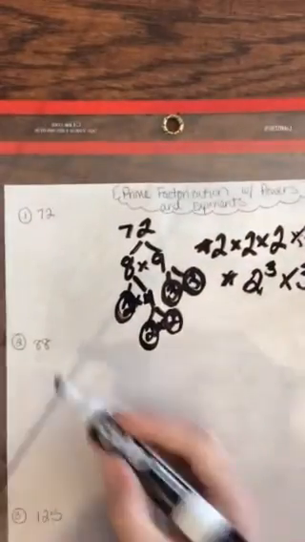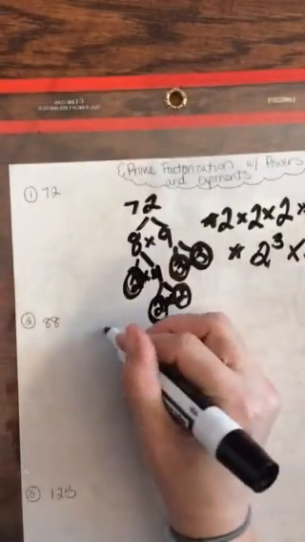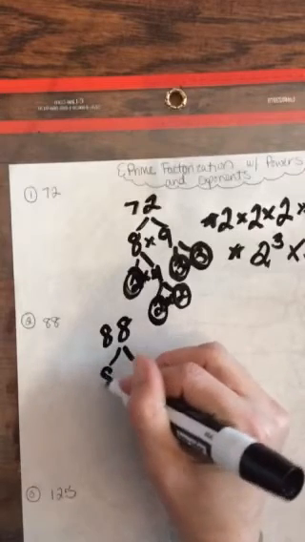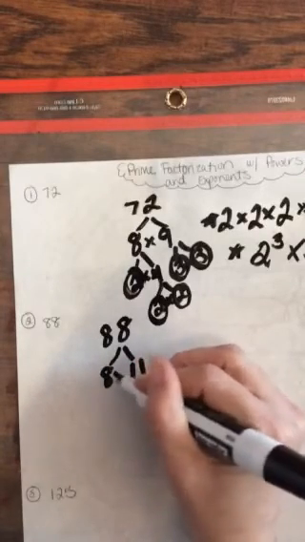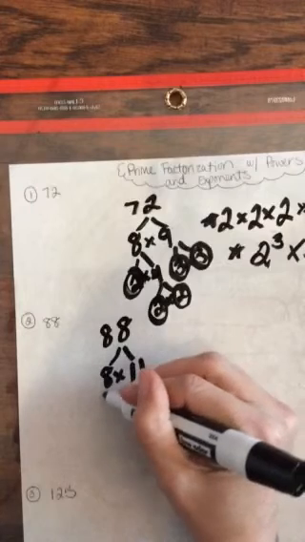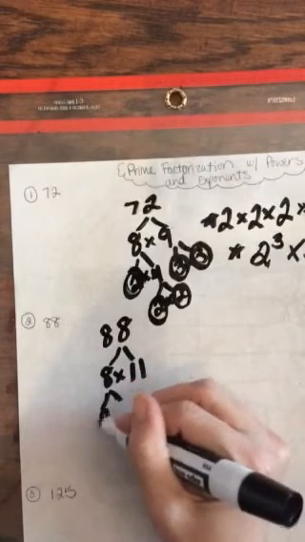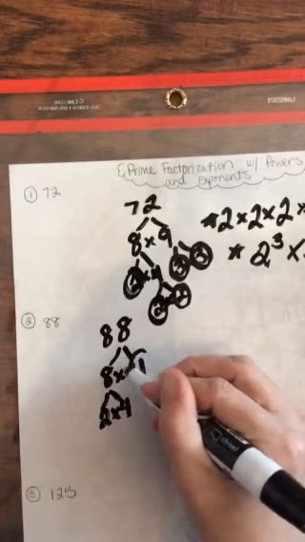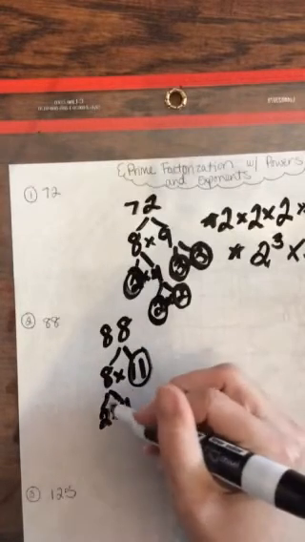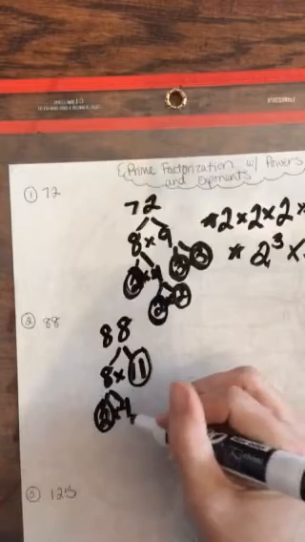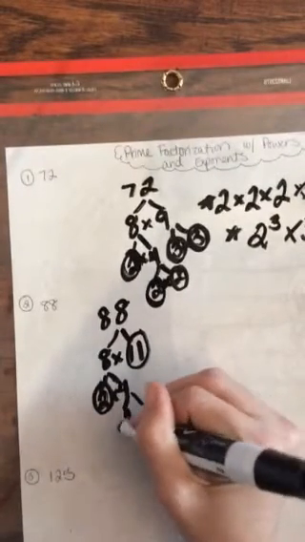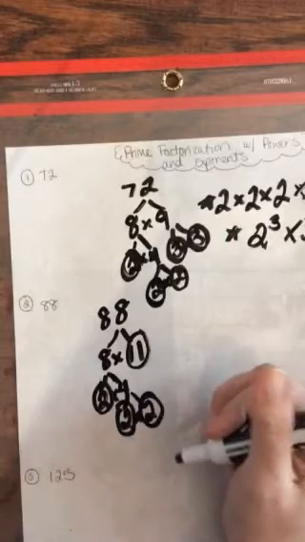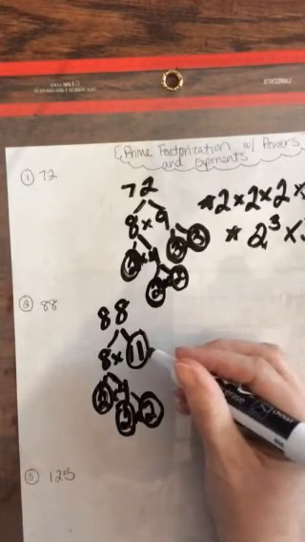So let's try that with a second example. 88 is going to go at the top. Two numbers that I know I can multiply to get 88 are 8 and 11. 8 is composite, so I'm going to break that down into 2 and 4. And then 11 is actually prime, so I can stop there. 2 is prime, but 4 is not. So now that I have all of these branches broken down to prime numbers, I know I can stop.